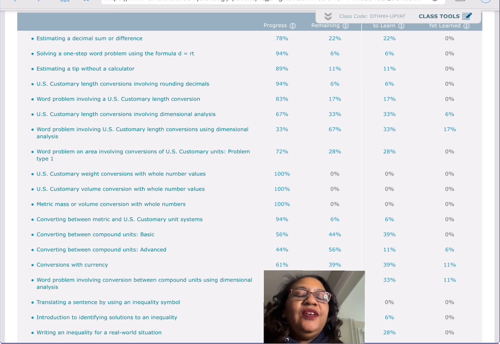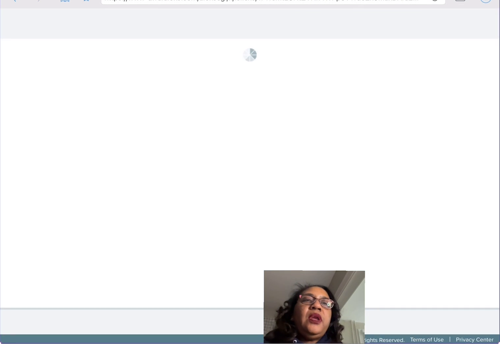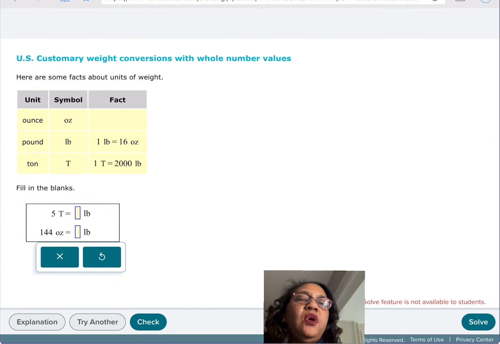So for the next topic, we're going to do U.S. customary weight conversions with whole number values. So we have a table here. We have ounces, and then we have pounds and the symbol, and then tons and that symbol. So we are filling in the blanks.